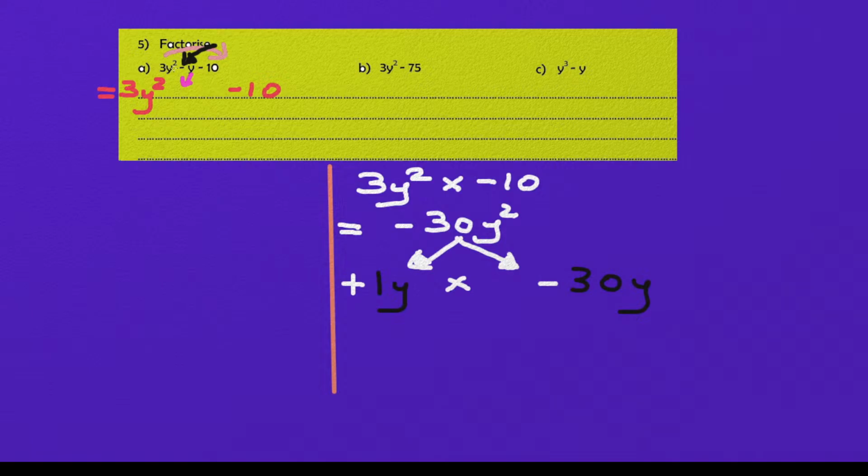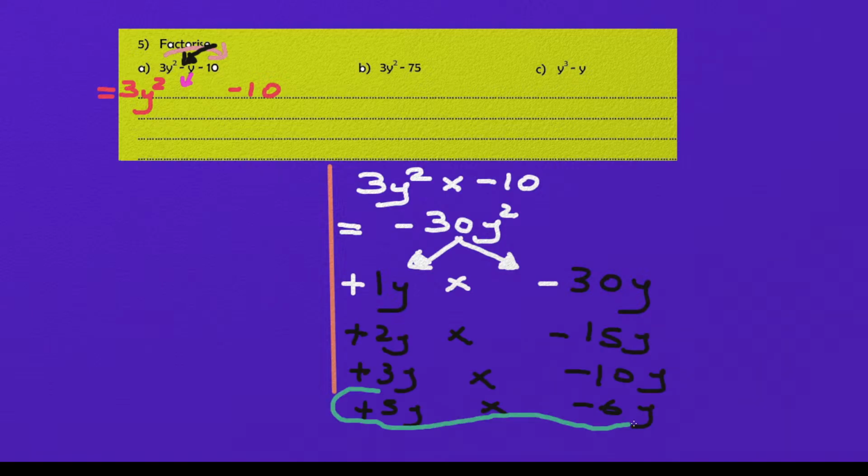No, it doesn't work. Plus 3y into minus 10y. The gap between 3 and 10 is 7. Plus 5y times minus 6y. Alright, it works, because the gap between 5 and 6 is 1. So plus 5 minus 6, when we add, we get minus 1. So we'll replace minus y with something equivalent to it. What is the equivalent? Plus 5y minus 6y.